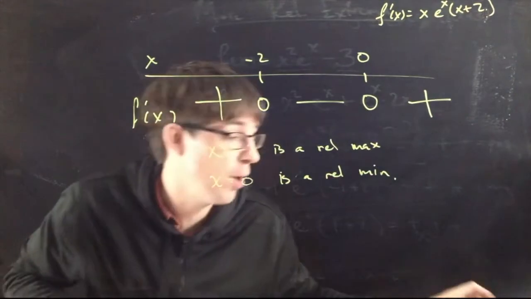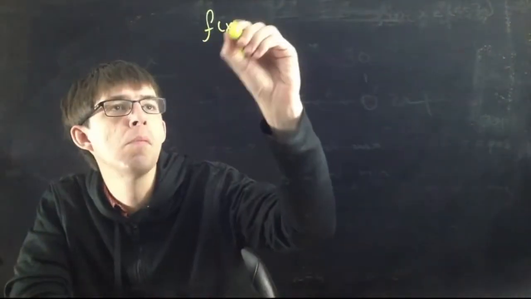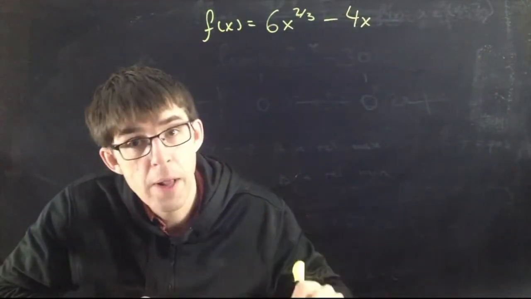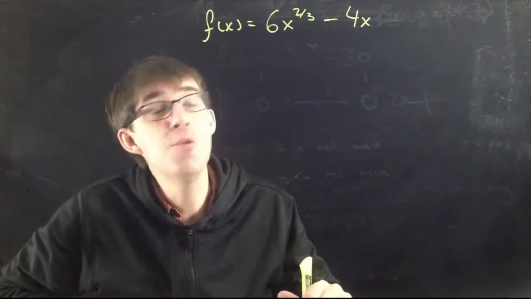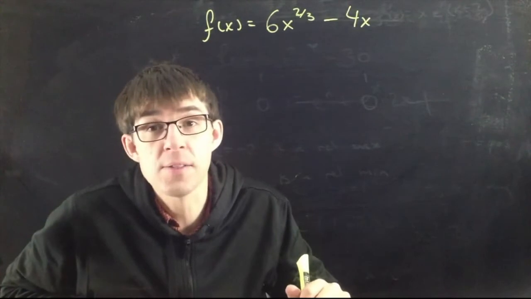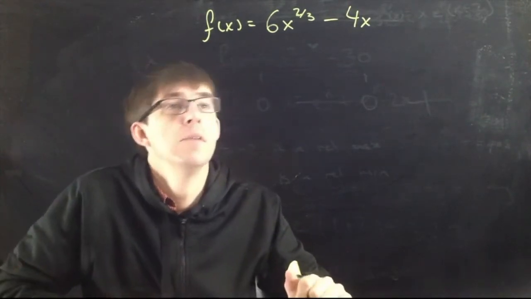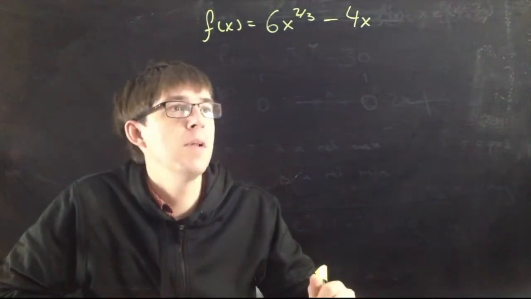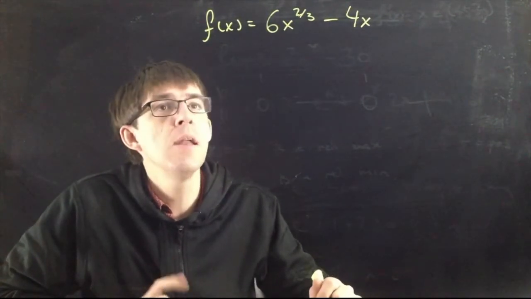I got only one more. It's a little tricky. All right, how about this one? 6x to the 2/3 minus 4x. 2/3, can you believe it? Let's do it. Let's not try and think too hard about this just yet.